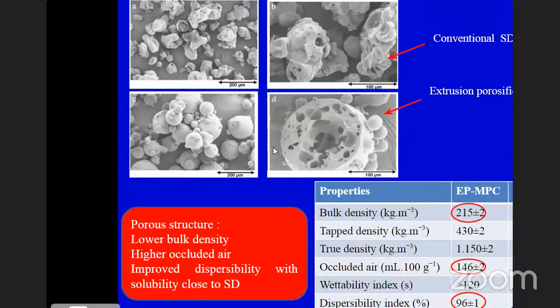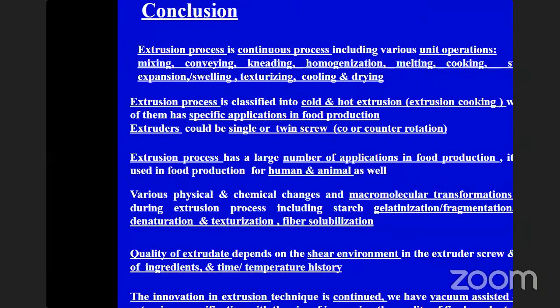To conclude this presentation, extrusion process is a continuous process including various unit operations such as mixing, conveying, blending, homogenization, melting, cooking, sterilization, expansion, swelling, texturizing, cooling, and drying. Extrusion process is classified into cold and hot extrusion or extrusion cooking, each of which has specific applications in food production.